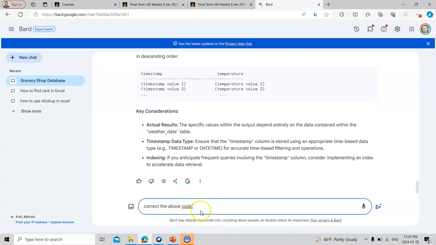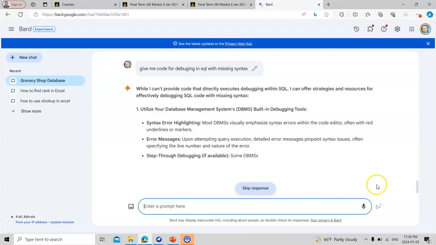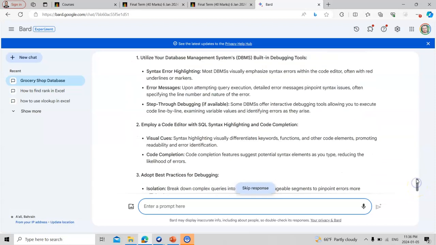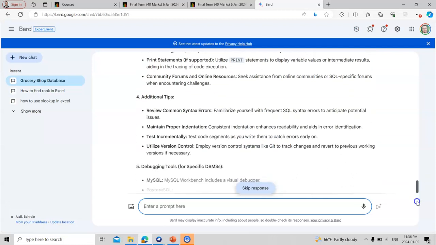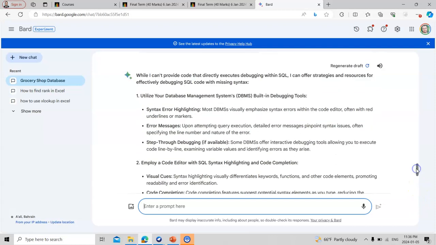Sometimes, for example, I might ask it to give code for debugging in SQL with missing syntax. It will give me code where some syntax is missing, some commas are missing, and when this is given to you, it can even correct it for you as well, right? You can test it, and it even tells you what the problems in the code are. And I think this is the easiest part, right?